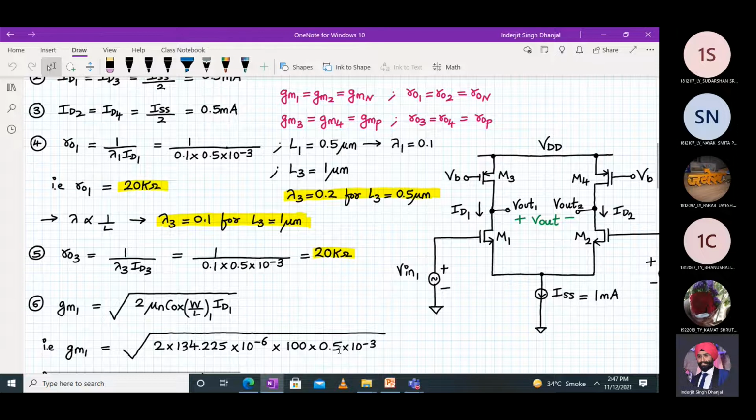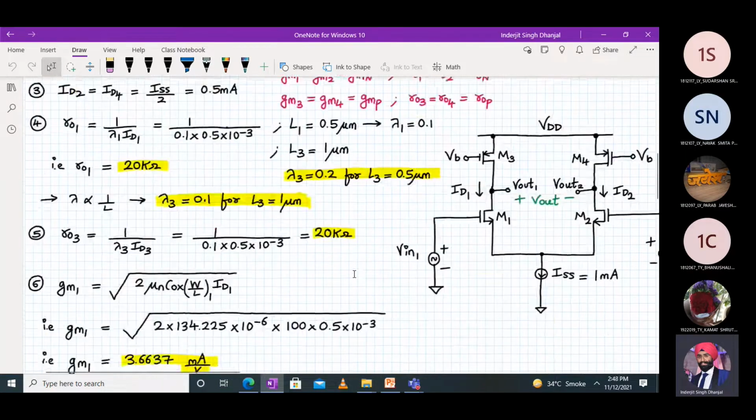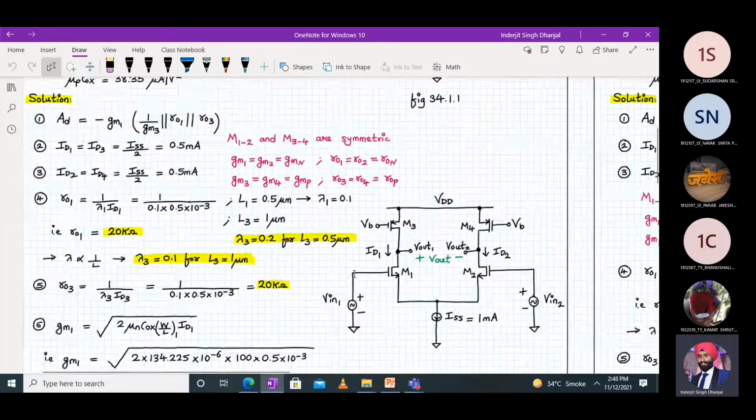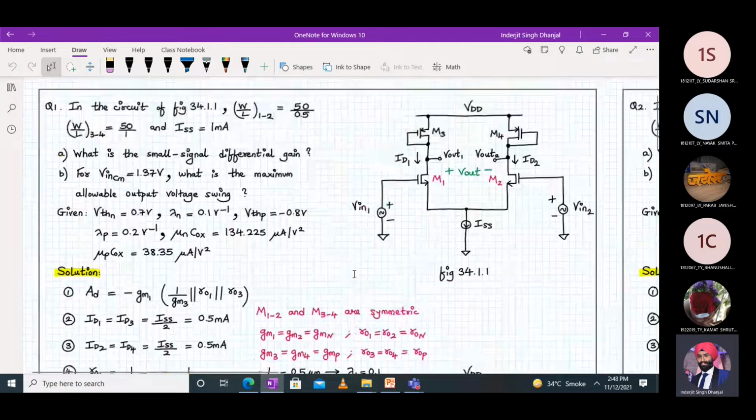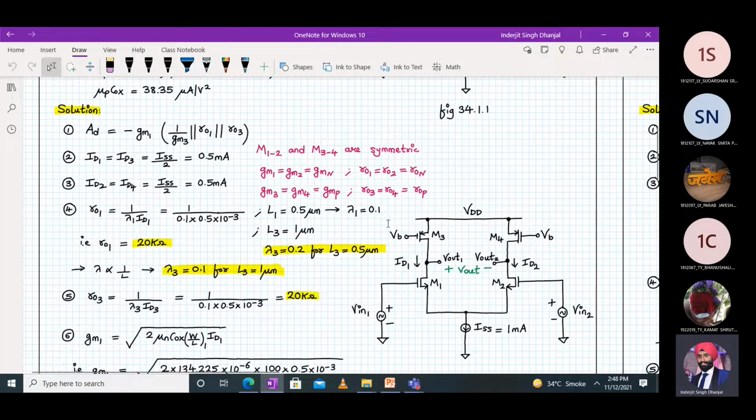You have to just plug in the values in your calculator and let me know the value of GM1, then GM3, and then finally the small signal voltage gain. I think there might be an error here. You calculate it, I'll correct the diagram. It's actually a diode connected MOSFET, so I shouldn't use the diagram for a current source MOSFET.